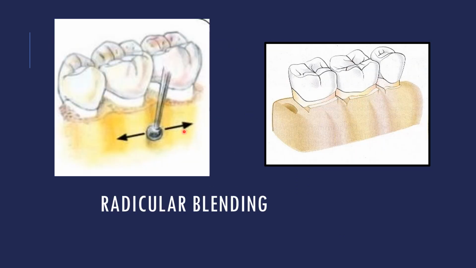So this is the radicular blending, as I told before, where we are blending the bone over the entire radicular surface. This can be used to do the radicular blending, and this is the end result after radicular blending.